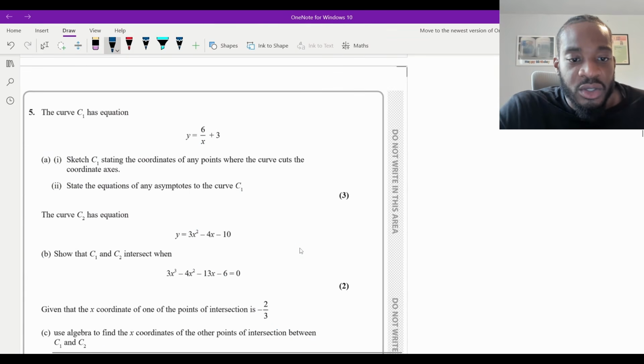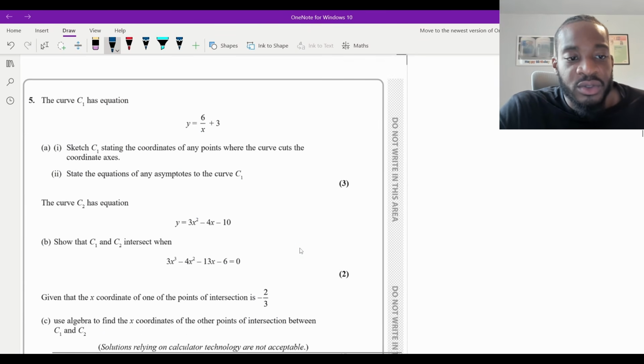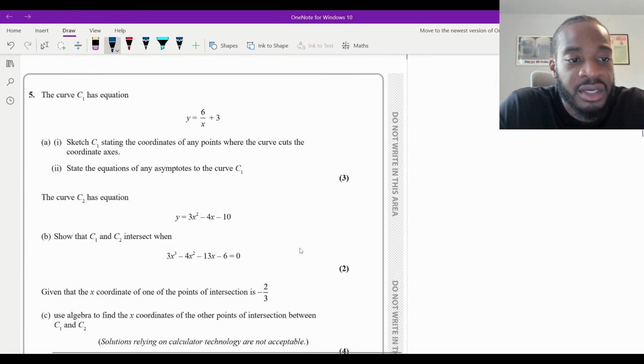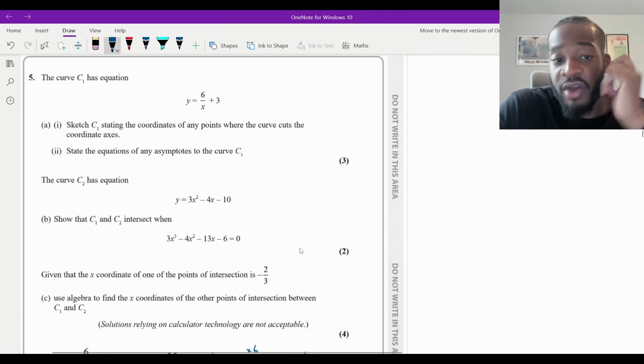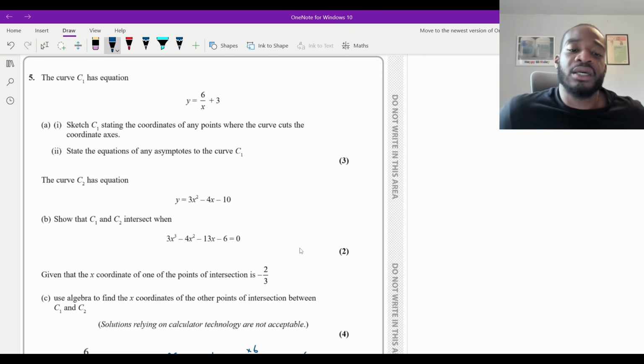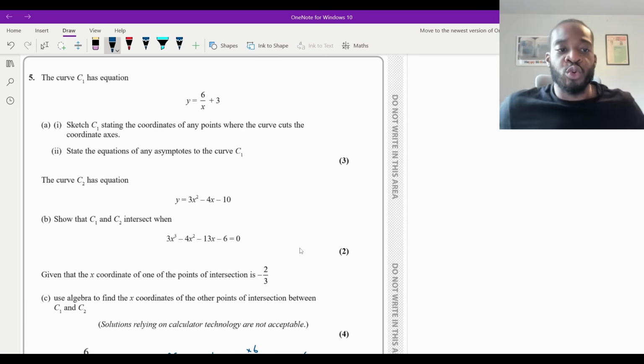Part B, let's go to it. I think I'll do part B and then I'll do a separate vid for part C. Anyways, the curve C2 has equation y equals 3x squared minus 4x minus 10. Part B says show that C1 and C2 intersect when 3x cubed minus 4x squared minus 13x minus 6 is equal to 0, for 2 marks.